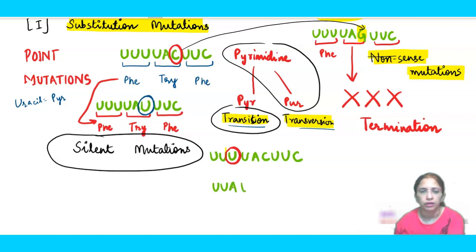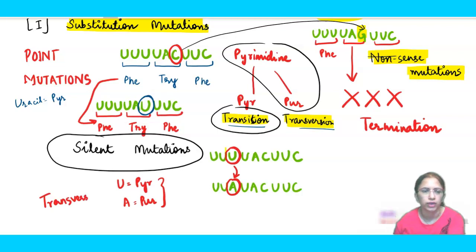UUA, UAC, UUU. Okay. Now here I have changed U to A. So U was pyrimidine and A is purine. So what have I done here? Because pyrimidine has been replaced by purine. So again this is an example of transversion. Okay. Now we will see how it will impact the amino acid.